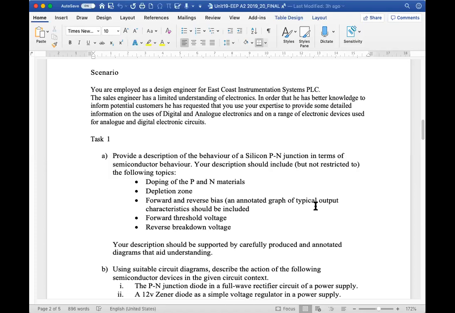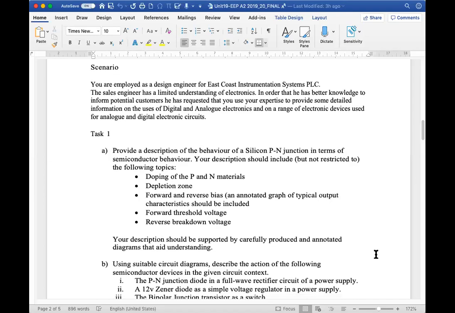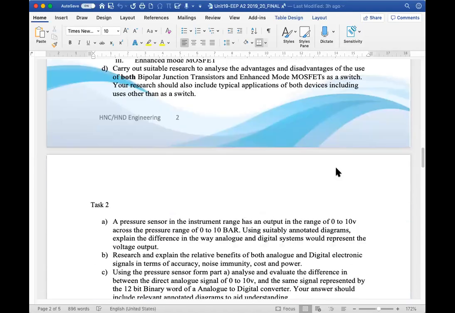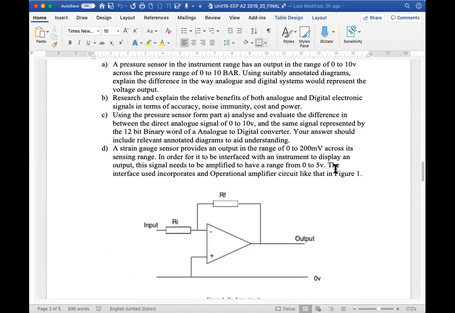So you're being asked to explain the general characteristics of a typical op amp, such as that in the diagram, and calculate a value for the feedback resistor RF that will give you the gain to go from 200 millivolts up to 5 volts. So that's that task.